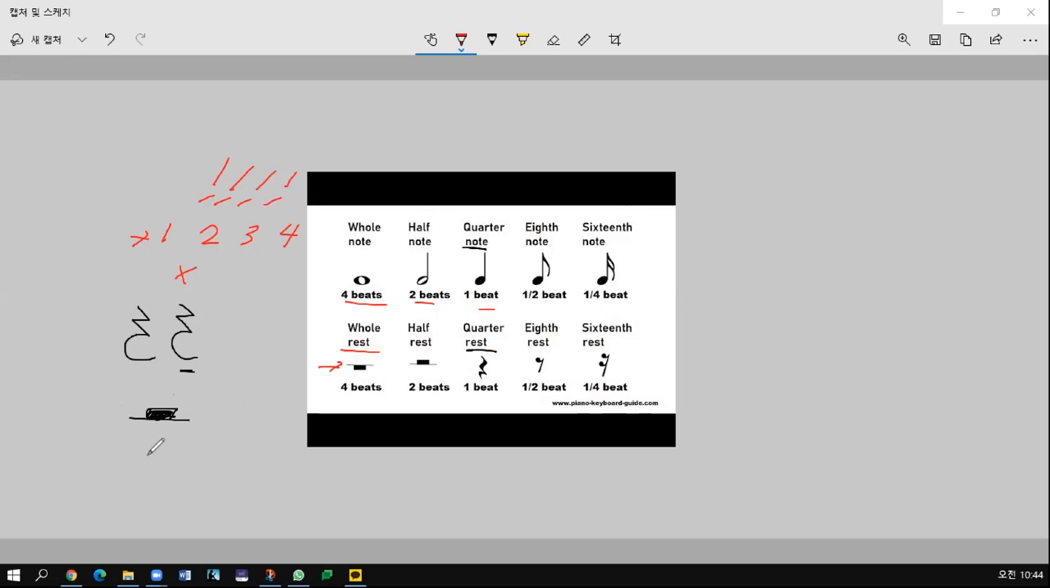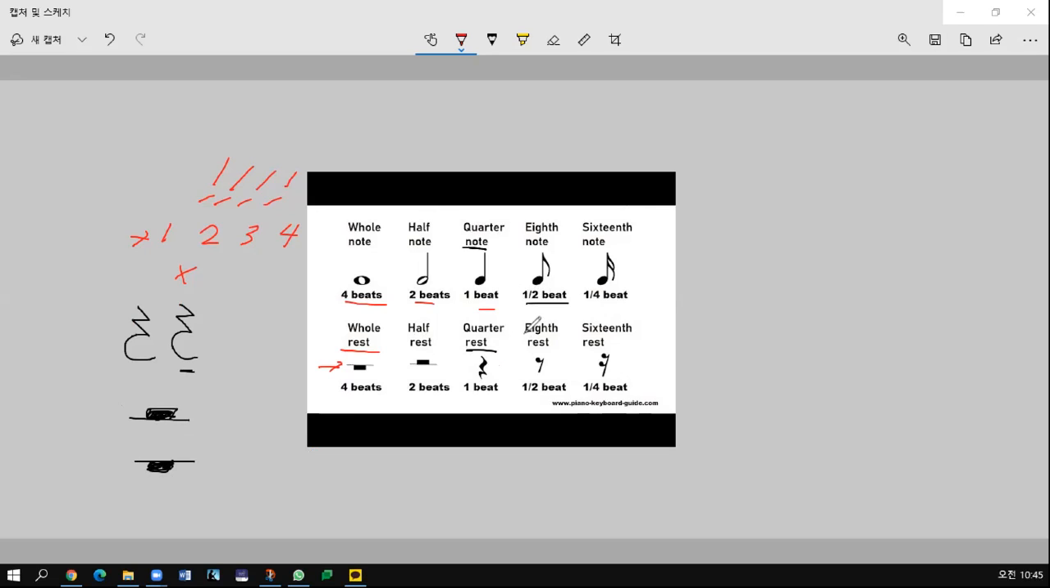And the whole rest looks like one basin here. It is like an upside down basin. The duration of the whole rest is the same as the note, 4 beats of rest.